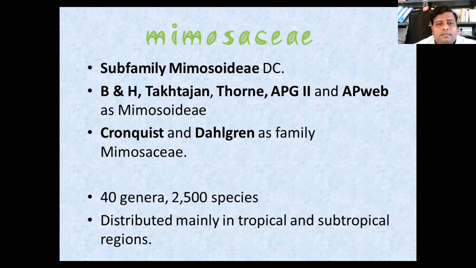The Mimosaceae family has trees like Acacia and Albizia, shrubs like Calliandra, or herbs like Mimosa pudica. Mimosa pudica is the touch-me-not plant.